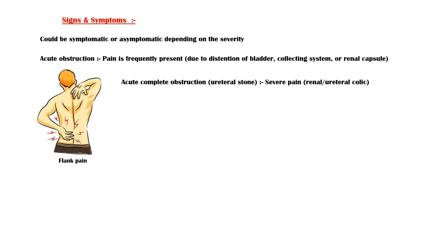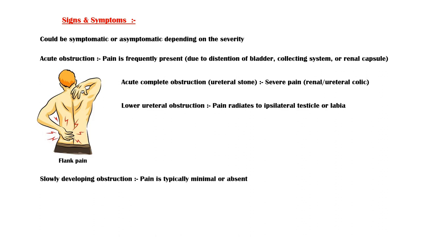renal or ureteral colic. In lower ureteral obstruction, this pain radiates to the ipsilateral testicle or labia. By contrast, in slowly developing obstruction, pain is typically minimal or absent. Common examples include congenital uretero-pelvic junction obstruction and pelvic tumors. Reduced urine output is also another common complaint in patients with hydronephrosis or hydroureter.